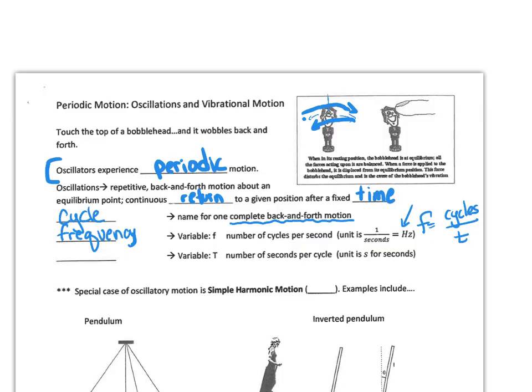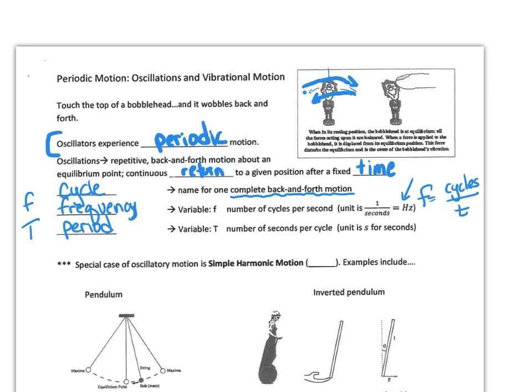The next way of measuring this repeated motion is the period. The period is the time for one complete cycle. So the symbol for frequency is an f. The symbol for period is a capital T, because it is a time after all. So you measure the complete time for one pendulum swing.